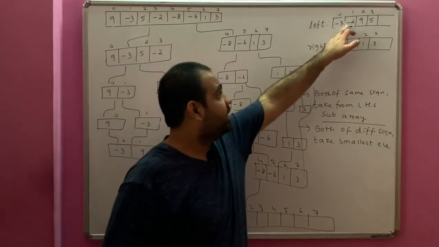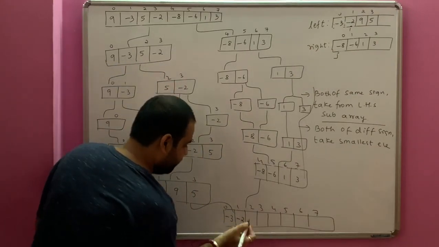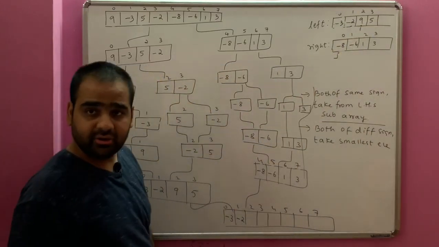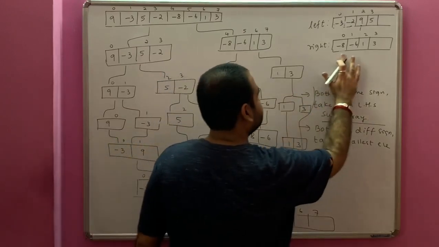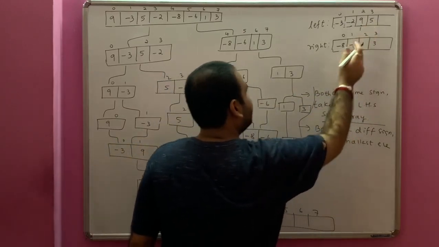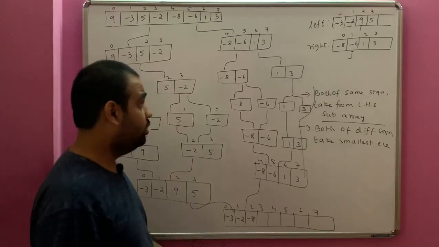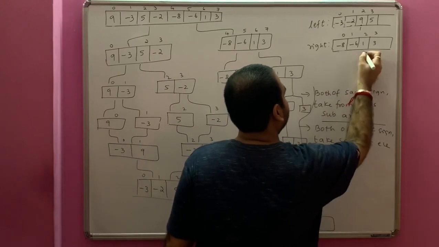Are -8 and -2 of the same sign? Yes, take from the LHS subarray, -2. Again you say I plus plus. Are 9 and -8 of the same sign? No, take the minimum element, -8. J plus plus. Are 9 and -6 of the same sign? No, therefore take the minimum element, -6. Again we say J plus plus.